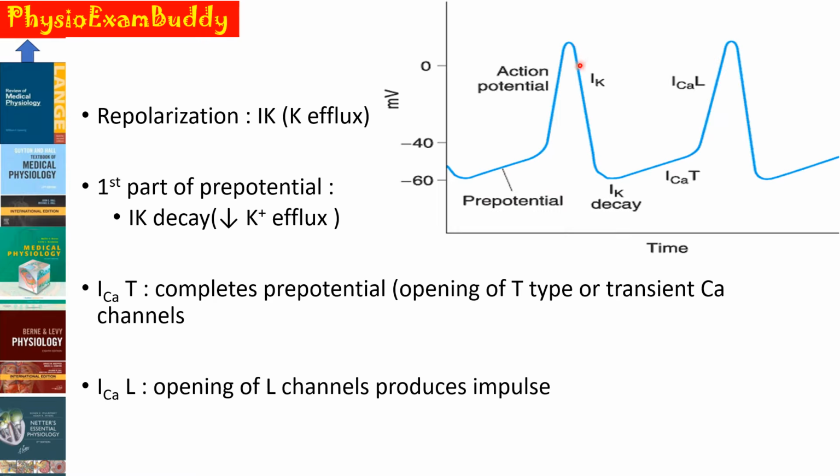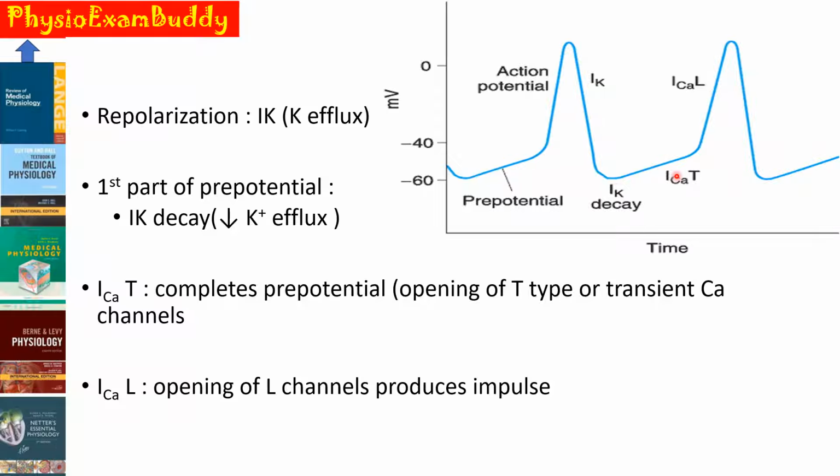So this is the repolarization phase. The repolarization phase is because of the potassium efflux, that is, opening of the potassium channels and potassium being pumped out of the membrane. And this phase is the prepotential. The initial first part of the prepotential is because of the IK decay. IK decay means just the decrease in the potassium efflux which happened in the repolarization phase.